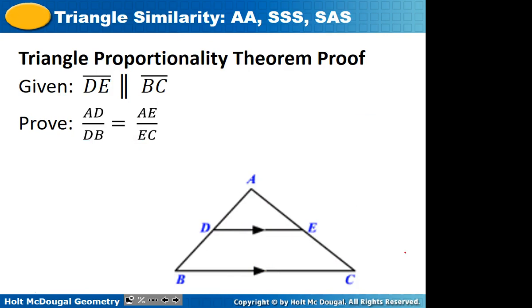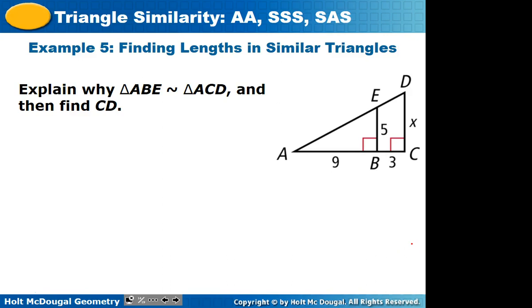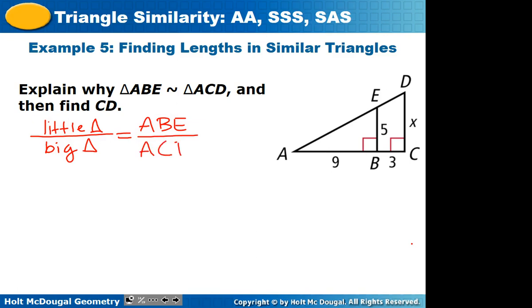So we're going to use the triangle proportionality theorem proof again. But before we do that, I kind of want to go actually through this like this. So here it says finding the lengths in similar triangles. So now this is the way I like to do this. I like to do the little triangle over the big triangle. So I'm going to write the letters of the little triangle. That would be ABE. And that's going to be over the big triangle, which with corresponding sides is going to be ACD.